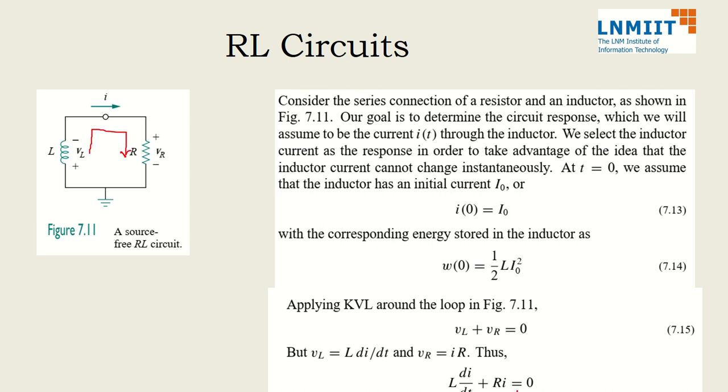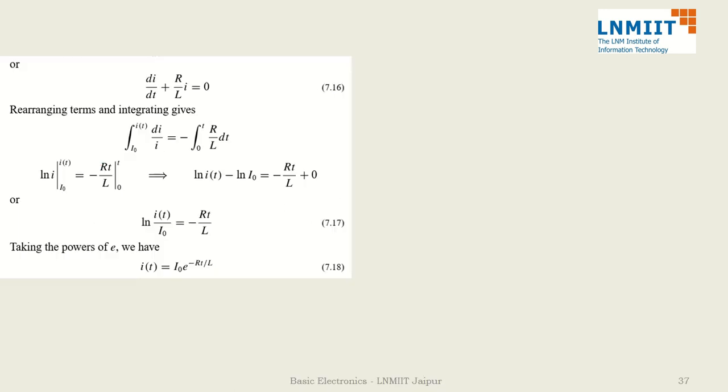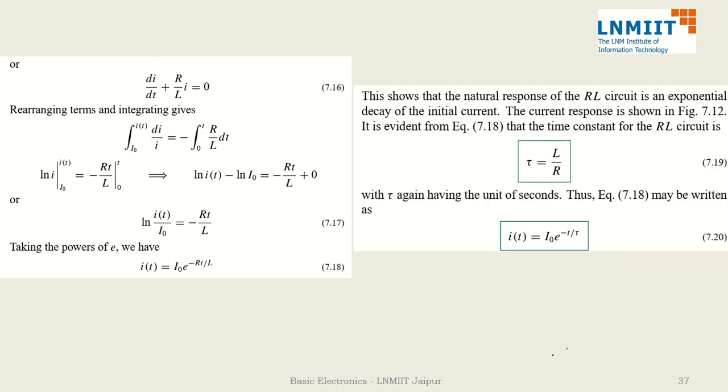I will write the KVL equation: VL plus VR equal to 0, and eventually I get the same sort of first order equation. I go through similar steps to get the equation of i(t), and I find exactly the same equation. That means it is I naught e raised to the power minus t by tau. The difference is that tau is equal to L by R this time.